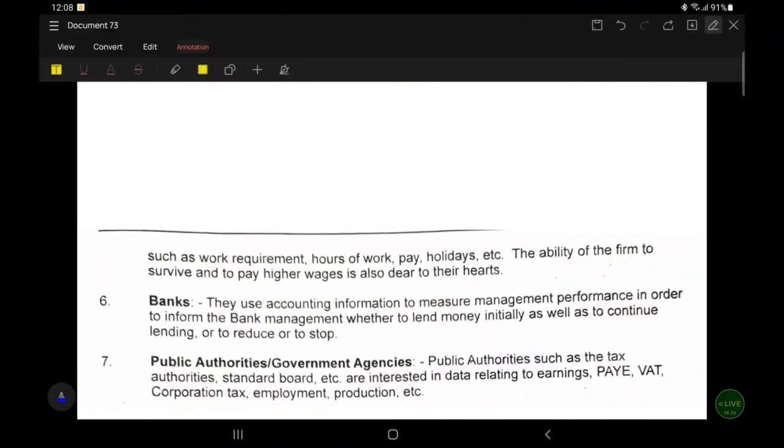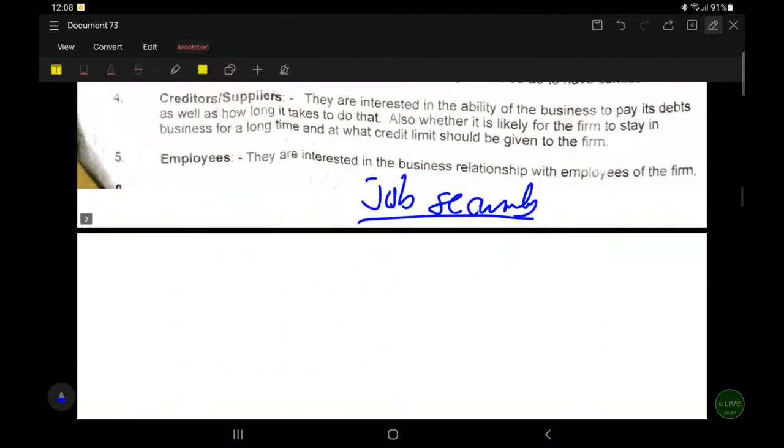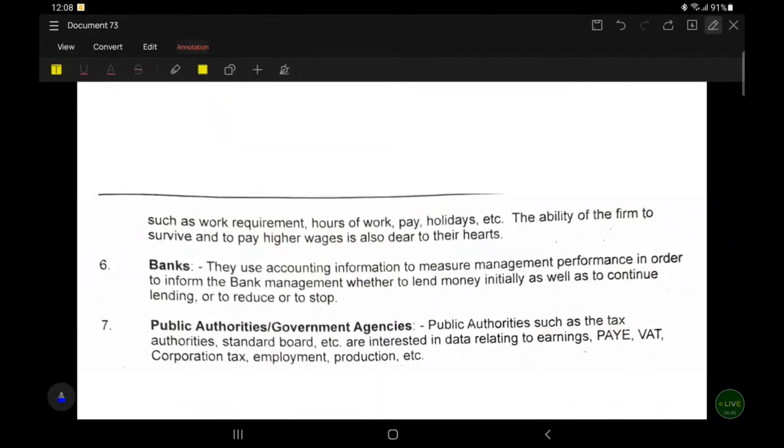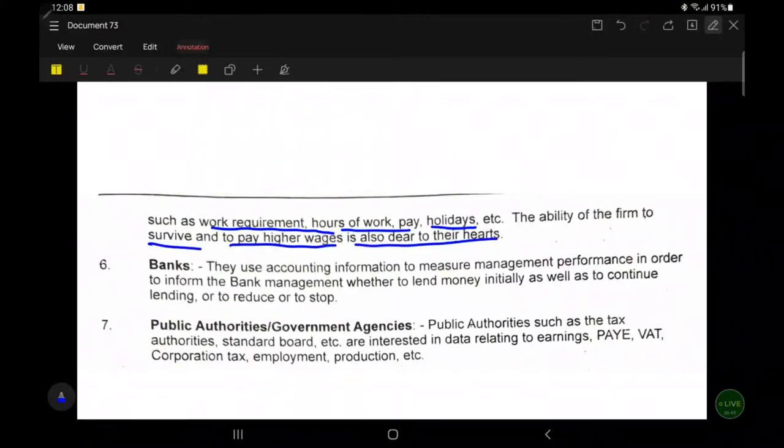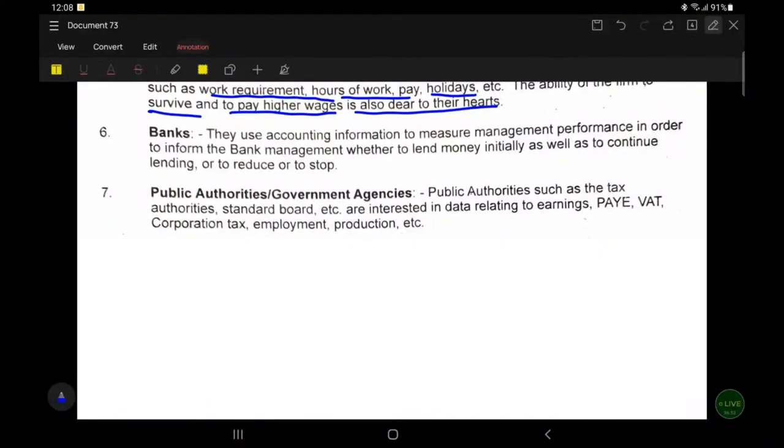So as I talk about, for the employees, their work requirements, hours and holidays, the ability of the business to survive and to pay high wages, and then other debts that may be due to the employees. So that is something. And you also have banks. Banks are also part of the users of accounting information.